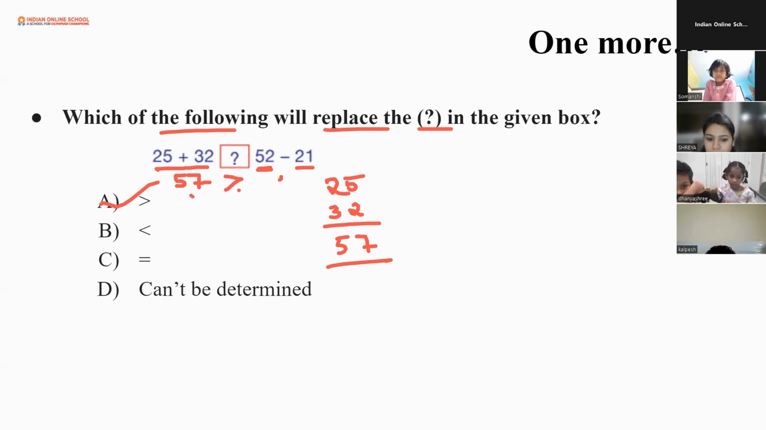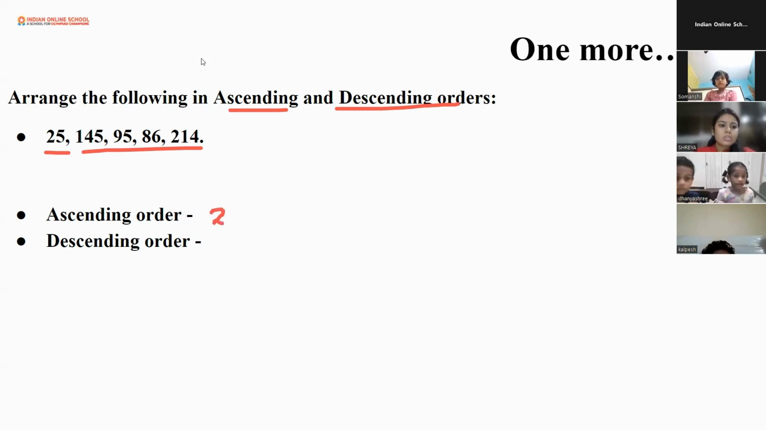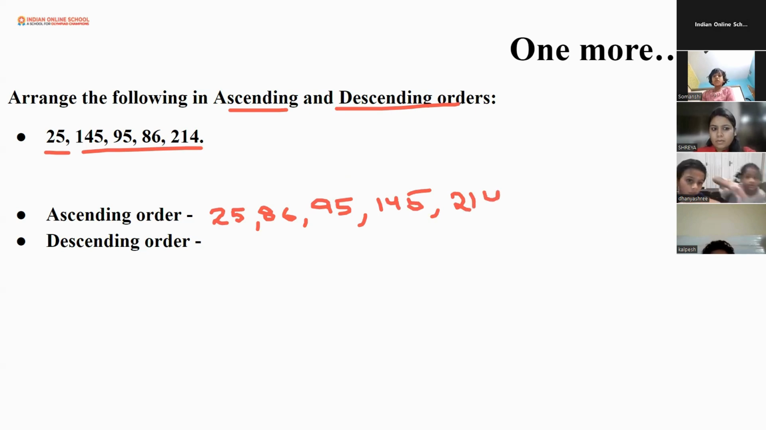Okay, boys and girls? One more, the last one. Arrange the following in ascending and descending order. If you have to arrange in ascending order, how will it be? 25, 86, 95, 140, 14. And for descending order, it will just reverse. Yes or no?